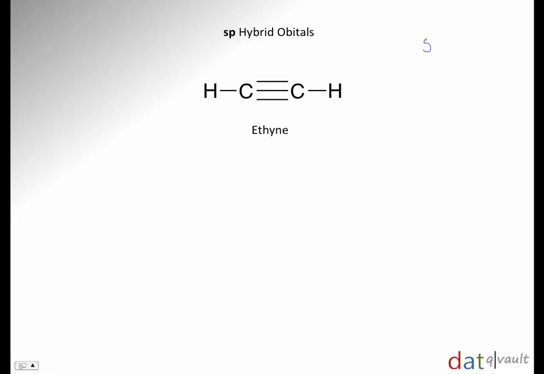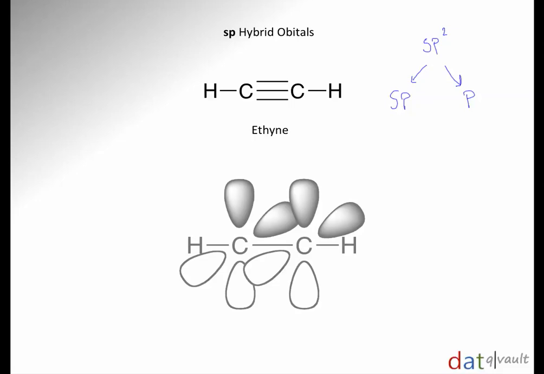So again, this time we're going to start with our sp2 hybridized orbital, and we're going to break it apart just like we did with the sp3 hybridized orbital. We have now an sp orbital and another p orbital. So this might be a little bit confusing, so if you want to, pause the video and take a look at this for a second.